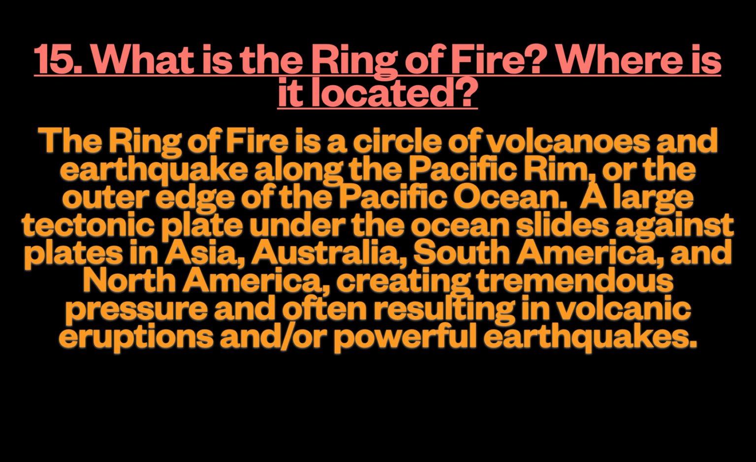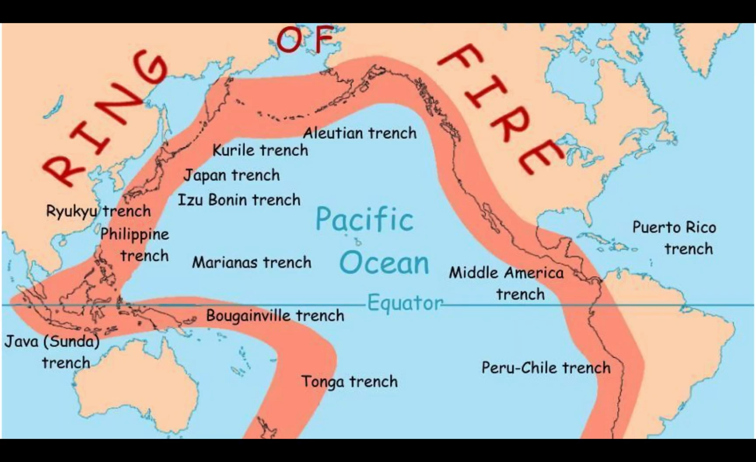75% of the world's volcanoes are located here in this area called the Ring of Fire. And it's mainly because of the large ocean plates that rub against plates in Asia, Australia, South America, and North America, creating tremendous pressure and eventually resulting in volcanic eruptions and/or earthquakes. Okay, most of the earthquakes that happen in the world happen in this area, but earthquakes are not exclusive to this area. Earthquakes can happen other places too, but this is the place that is most prone for that to happen. And here you see it again there.